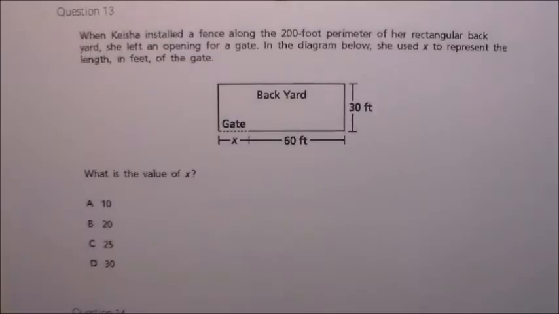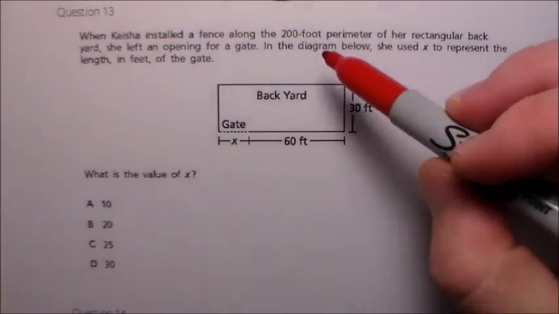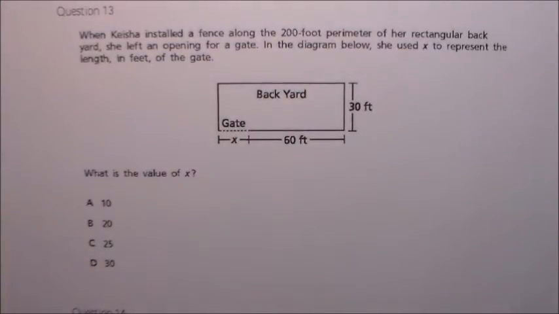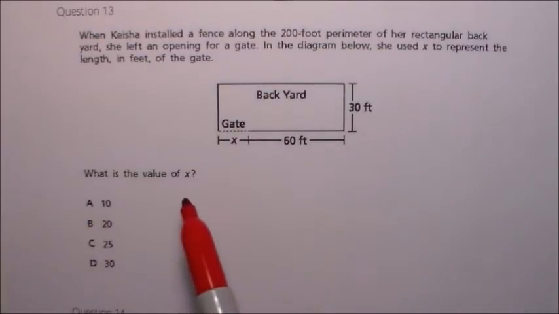And we're good. Alright, on to question 13. When Kesha installed a fence along the 200-foot perimeter of her rectangular backyard, she left an opening for a gate. Here's the gate. In the diagram below, she used x to represent the length in feet of the gate. What is the value of x?